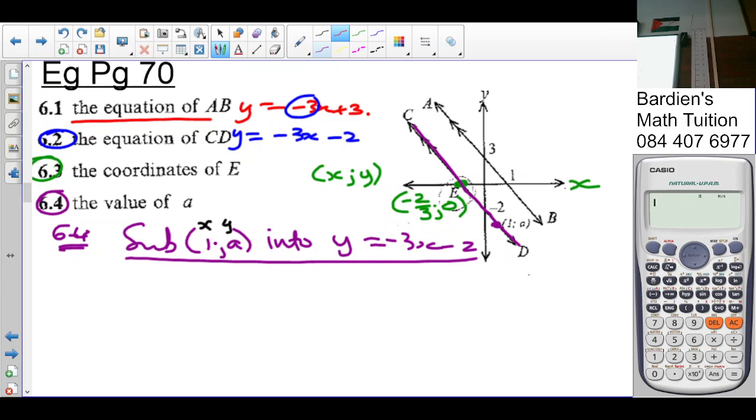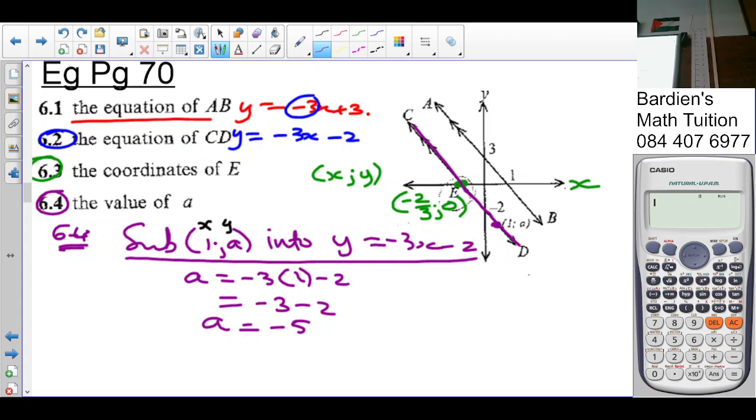So what do I write? I say A equals negative 3 times 1 minus 2. What's negative 3 times 1? Negative 3 minus 2, which is negative 5. So A is negative 5. You understand?